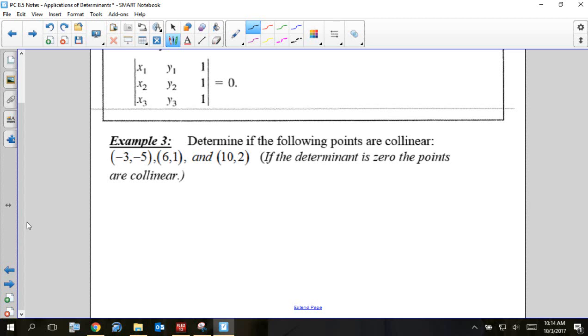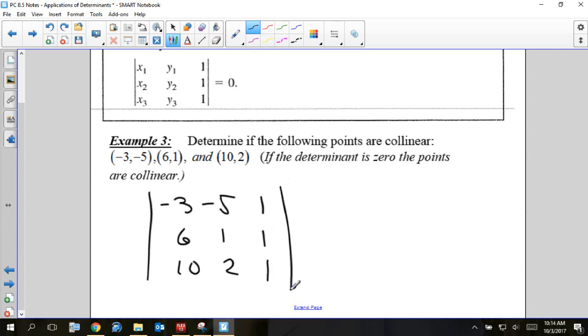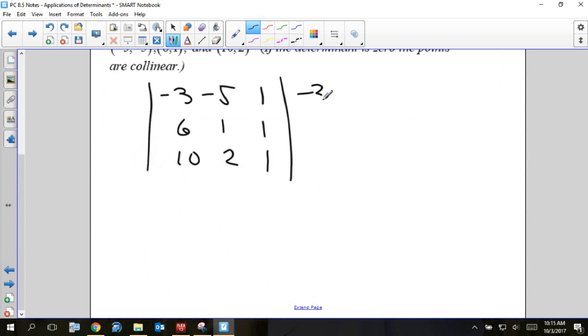So this one's a lot like finding the equation of a line, only this time we have 3 ordered pairs. The top one, we had 2 ordered pairs with the x and y in it. So this time we have 3 ordered pairs. Negative 3, negative 5, 6, 1, 10, 2, 1, 1, 1. Do the determinant. Has to equal 0 if they are collinear.